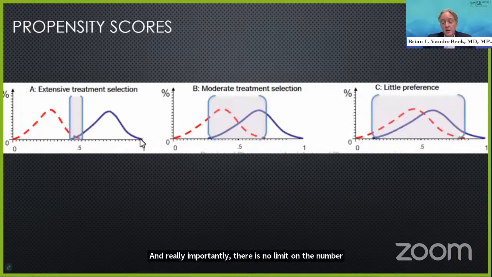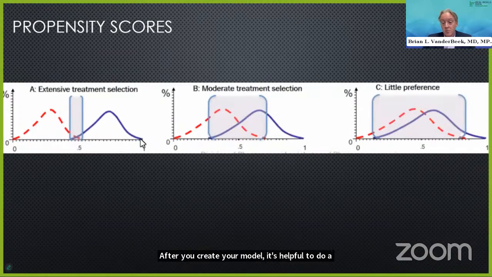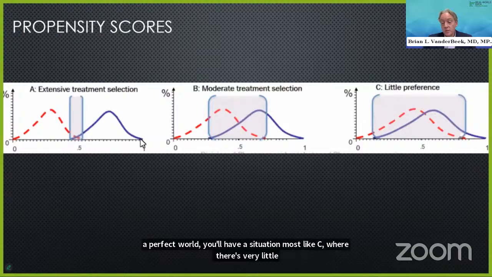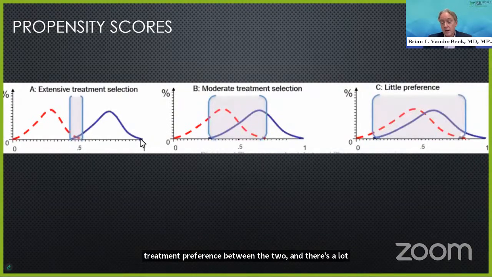After you create your model, it's helpful to do a diagnostic diagram of what the two cohorts look like based on the propensity scores. In a perfect world, you'll have a situation most like C, where there's very little treatment preference between the two, and there's a lot of overlapping propensity scores, which will make it the best for comparison.